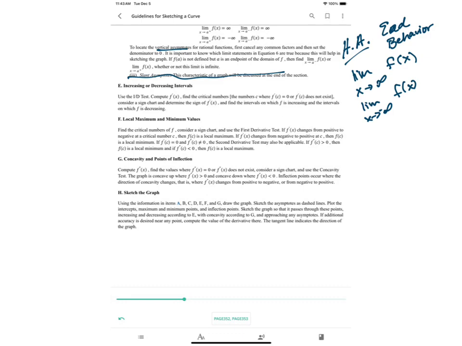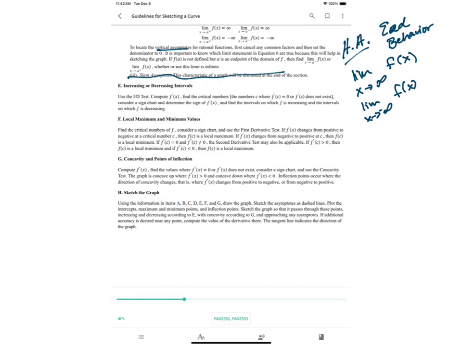Increasing or decreasing intervals. Now we get into the actual need for calculus, right? I want to know where my function's going up or down. So how do we do that? Right? So we run a first derivative test. Take the first derivative, set the derivative equal to 0. We're looking for places where the derivative is 0 or where the derivative does not exist.